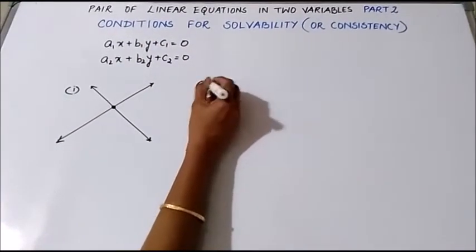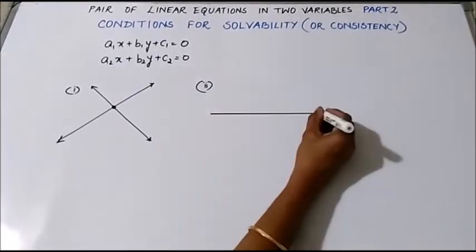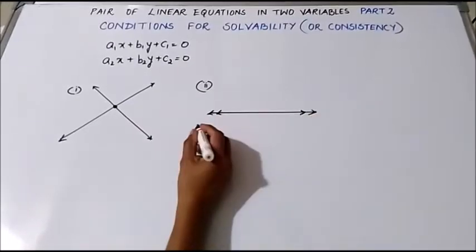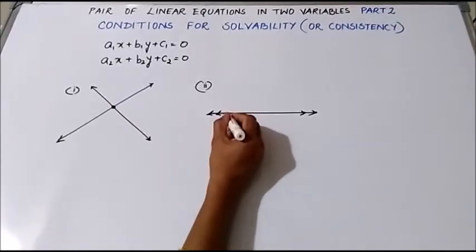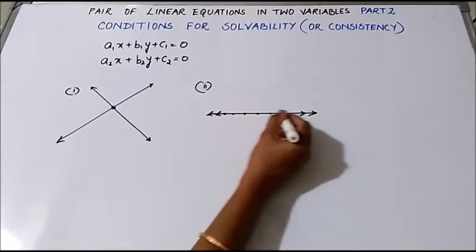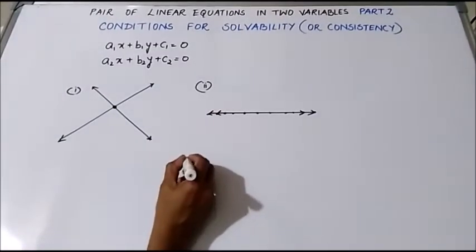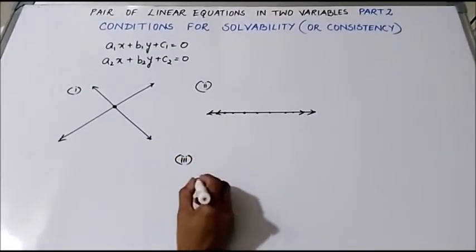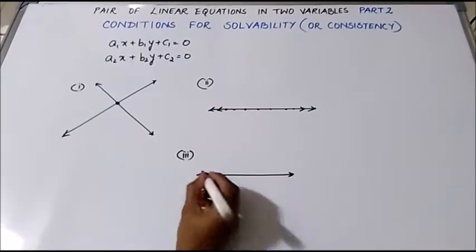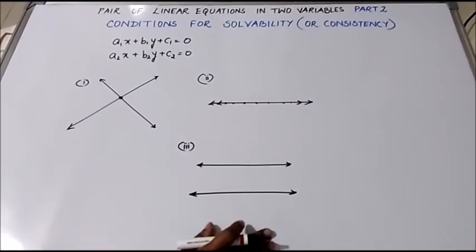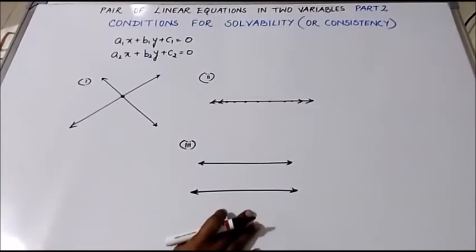Second possibility, that the lines could coincide with each other. How many points are there here in common? There are infinite number of points. Hence here we will have infinite number of solutions. Now the third possibility is that both the lines could be parallel to each other. How many points are common here? There is no point common, so there is no solution in the third case.